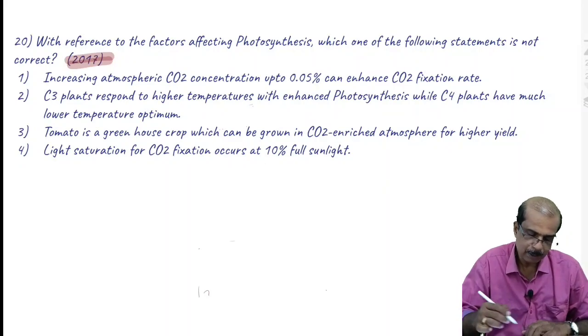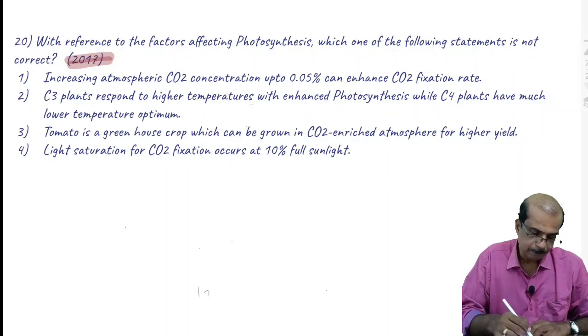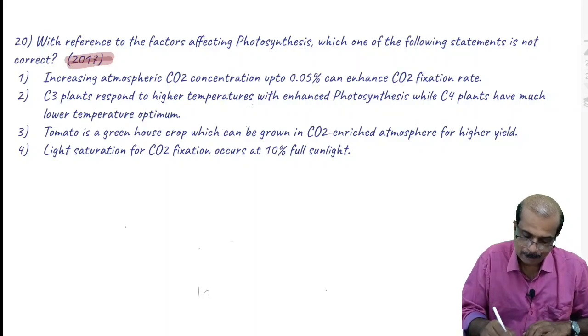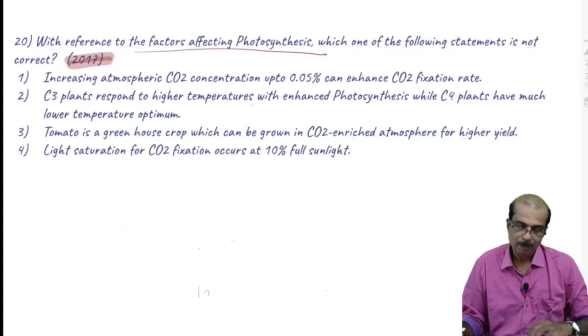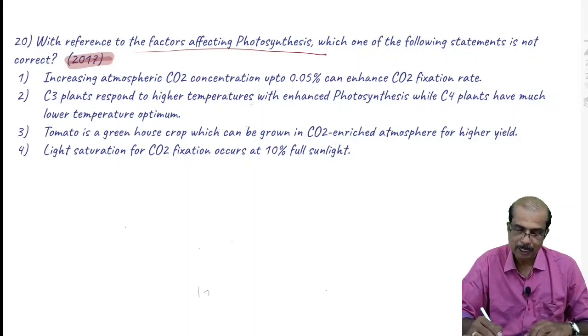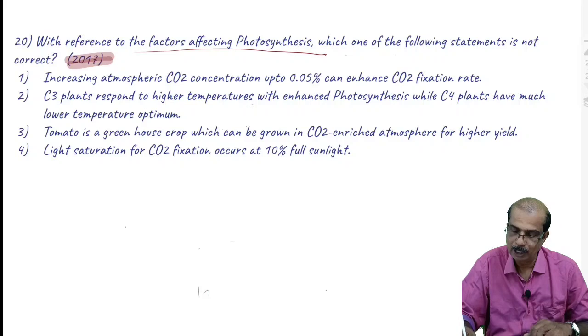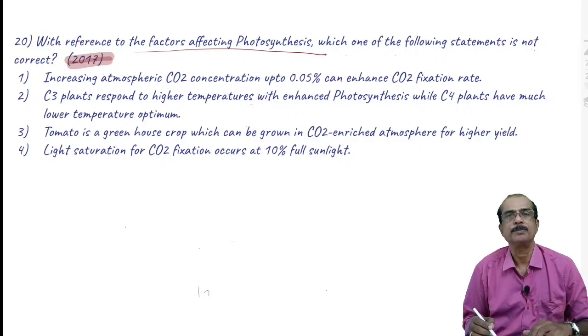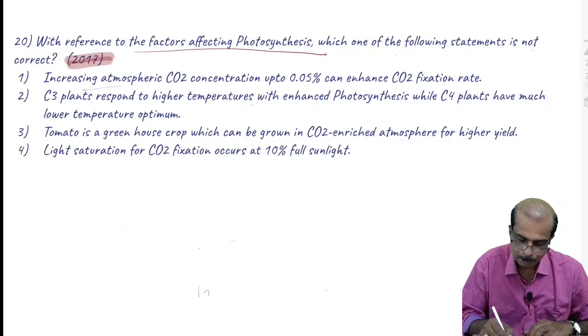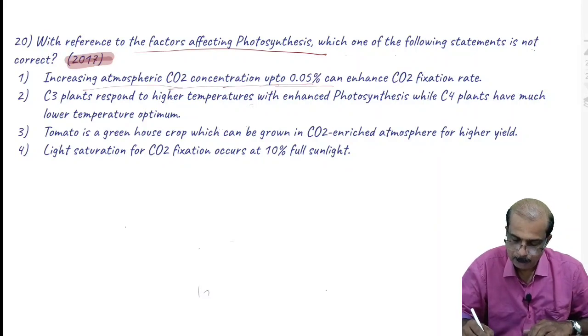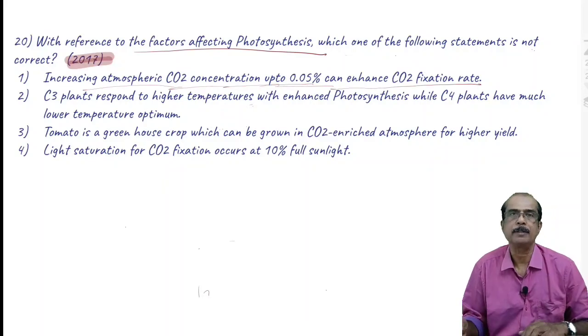There are some statements. The question is about factors affecting photosynthesis, the last portion of that chapter. With reference to factors affecting photosynthesis, which one of the following statements is not correct? Carefully examine the statements. Increasing atmospheric carbon dioxide concentration up to 0.05% can enhance carbon dioxide fixation rate.